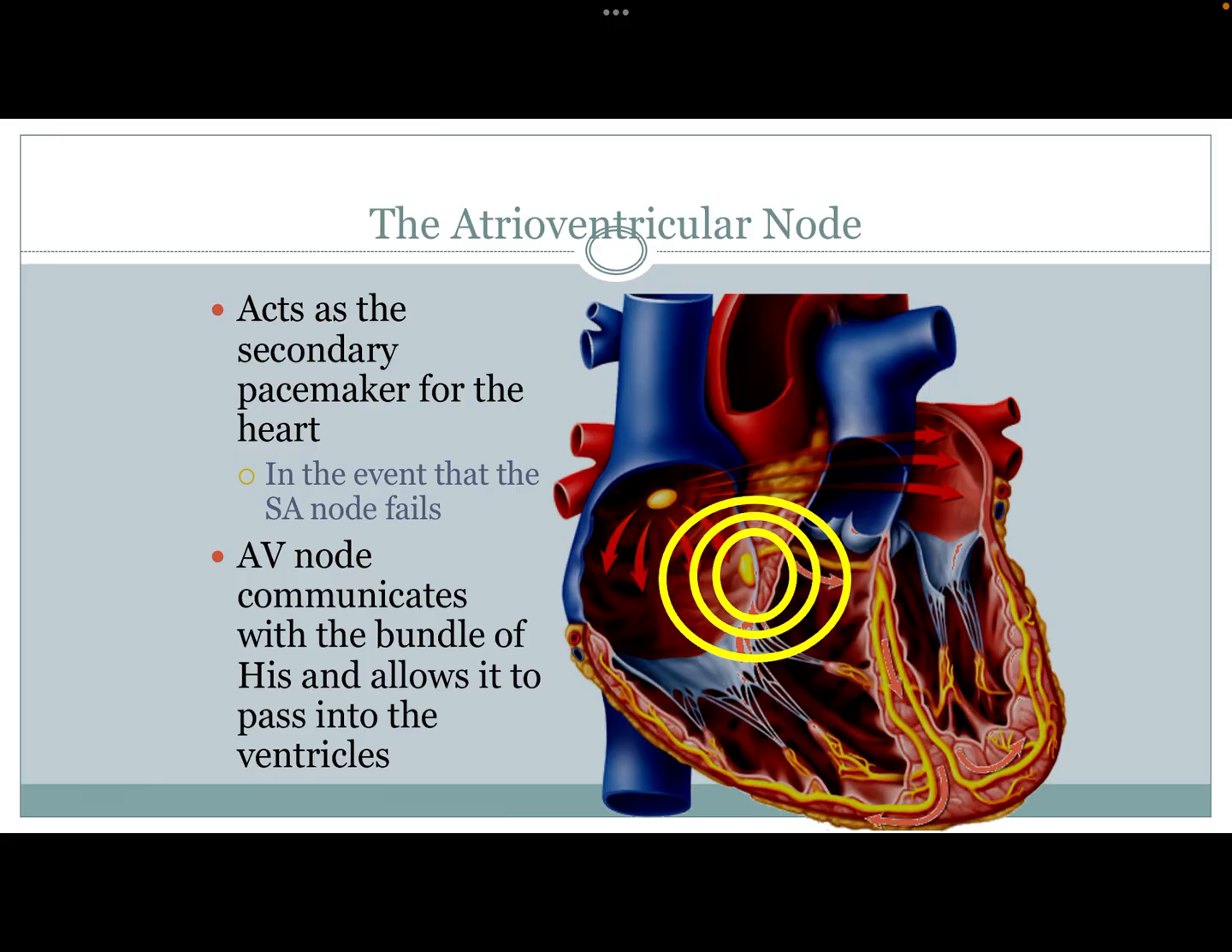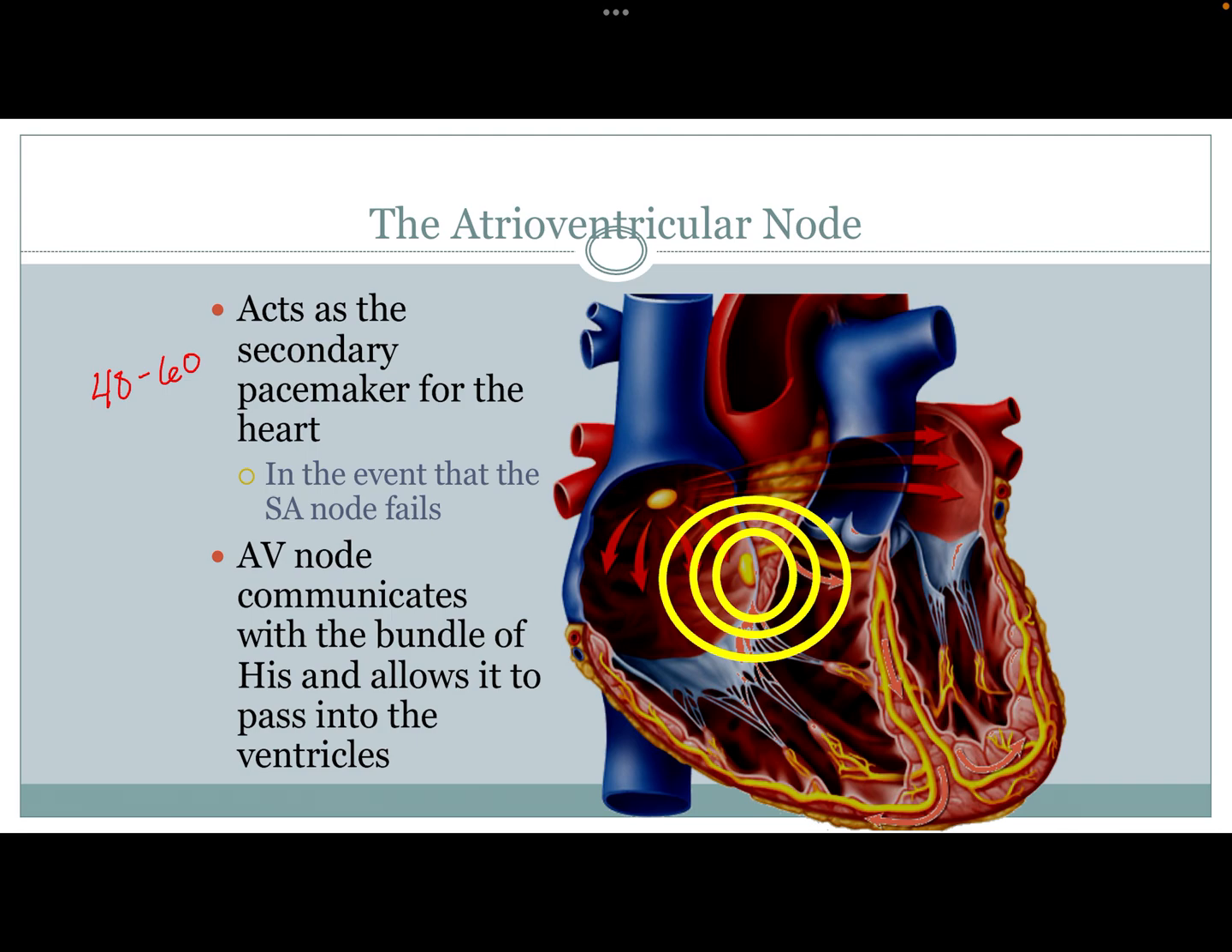Now, we did say that you've got a backup mechanism. This AV node will act as a secondary pacemaker in the event that the SA node fails. And because it is a backup generator, it's 40 to 60 beats per minute.